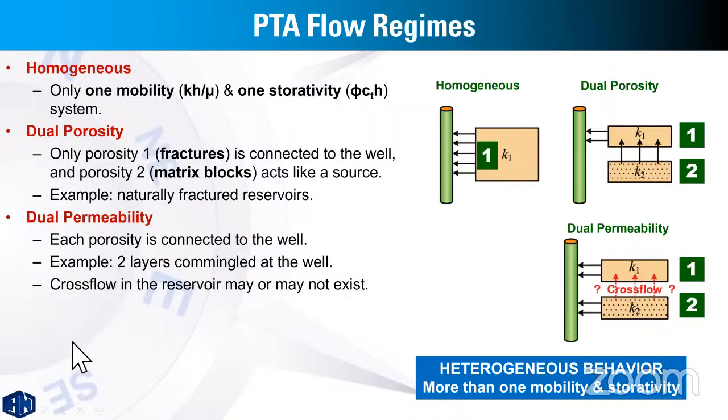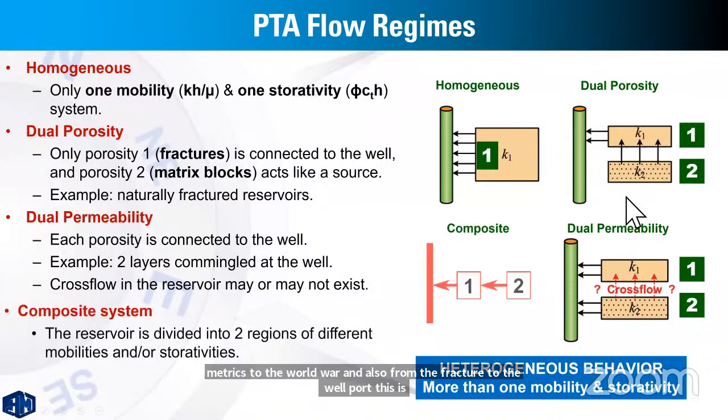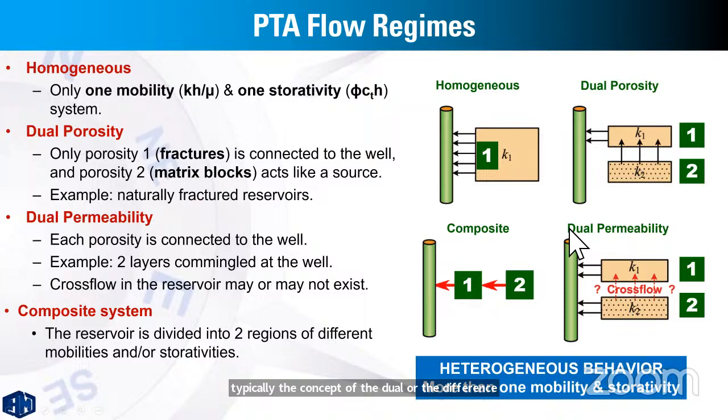Meanwhile, the dual permeability assumes we have direct communication between the matrix blocks, and also we can find fluid flowing directly from the matrix to the wellbore, and also from the fracture to the wellbore. This is typically the difference between dual porosity and dual permeability systems.